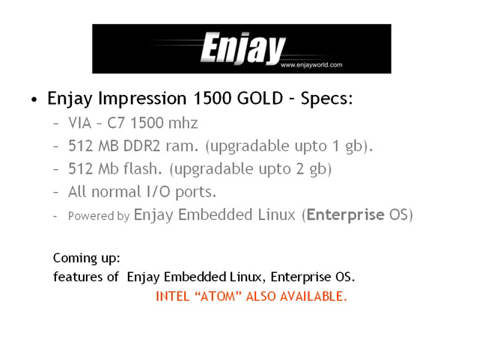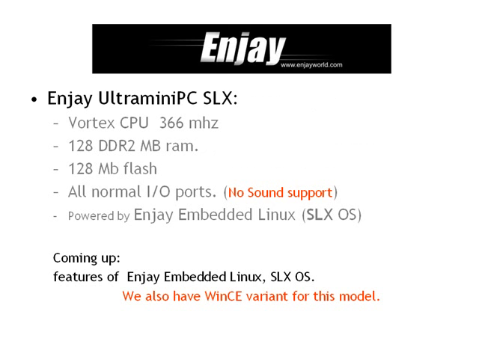We also have an Intel-based, AMD option available, the Enjay Ultra Mini PCSLX. This is perhaps the smallest full-featured thin client with embedded OS available in the market. Let us look at the hardware specs of this model: Vortex CPU running at 366 MHz, 128 MB DDR2 RAM, 128 MB flash memory, all normal I/O ports, USB, PS2, and of course, powered by Enjay Embedded Linux, SLX OS. We will discuss features of Enjay Embedded Linux, SLX OS, in a short while. We also have a Windows CE variant in this model.